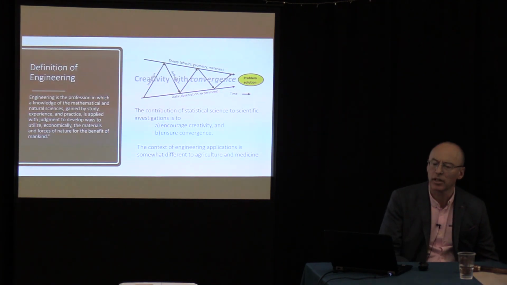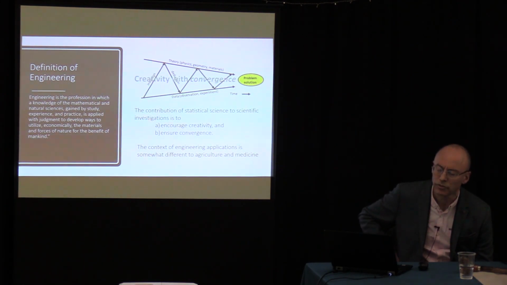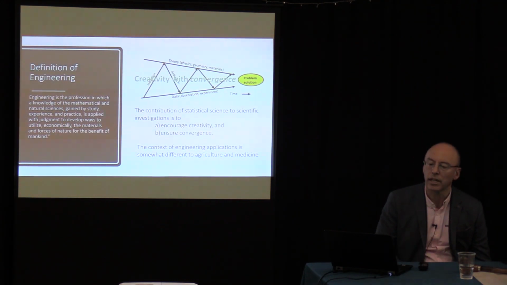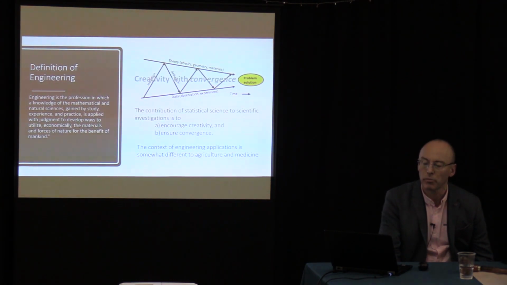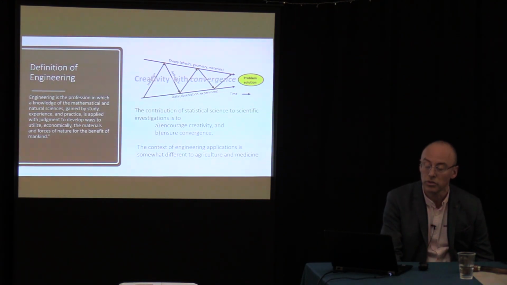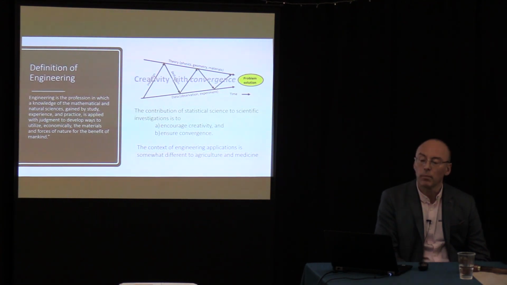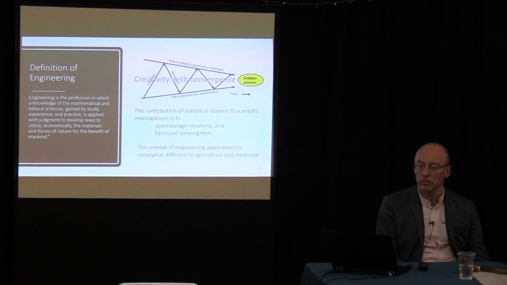There's a lot of definitions out there. This particular one actually comes from the Accreditation Board for Engineering and Technology in the United States. So I'll read it out because it's worth highlighting. Engineering is the profession in which a knowledge of the mathematical and natural sciences gained by study, experience and practice is applied with judgment to develop ways to utilize economically the materials and forces of nature for the benefit of mankind. I like that definition because it talks about the interplay between induction and deduction, which of course is at the heart of the scientific method.